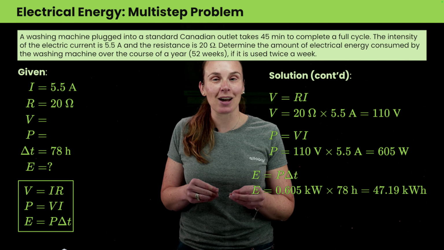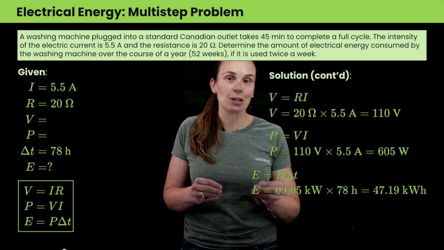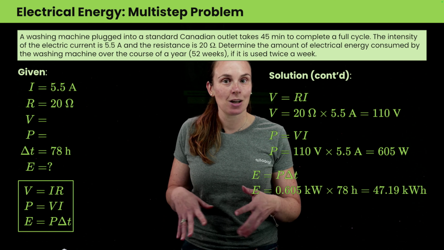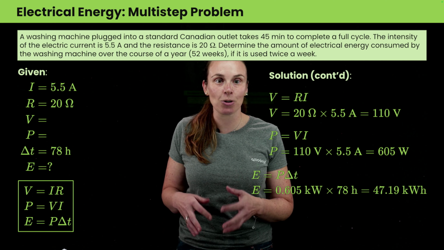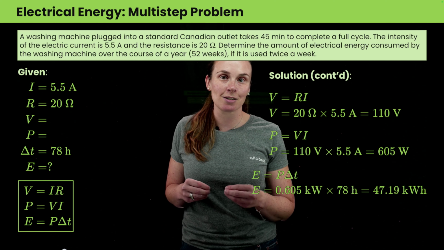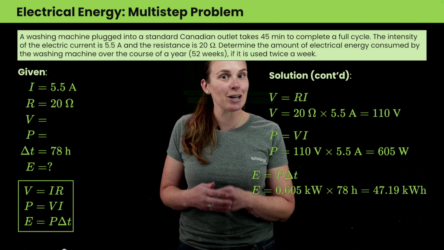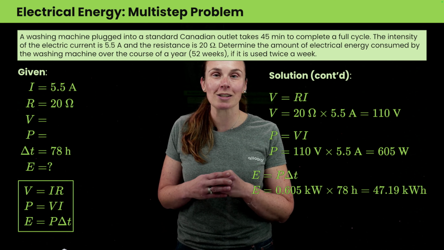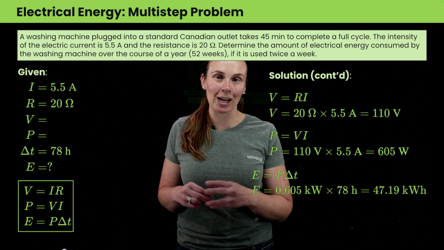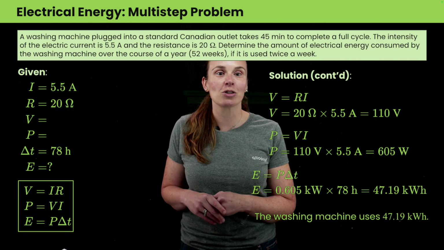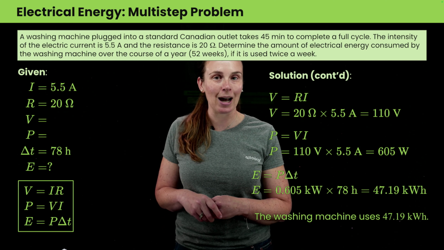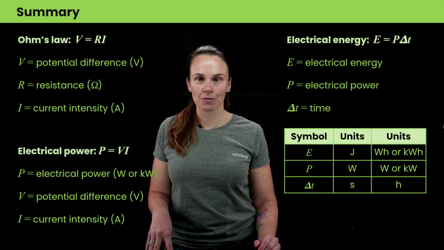So you remember that this is the most practical. In real life, we use kilowatt hours the most. That's what Hydro-Quebec uses. That's what you see on energy efficiency labels. So we want to make sure that we stay consistent. Kilowatt hours. We want to make sure that those units of measurement always stay seen so that we know what we're calculating. So at the end of the day, this washing machine uses 47.19 kilowatt hours of electricity. And there you have it.